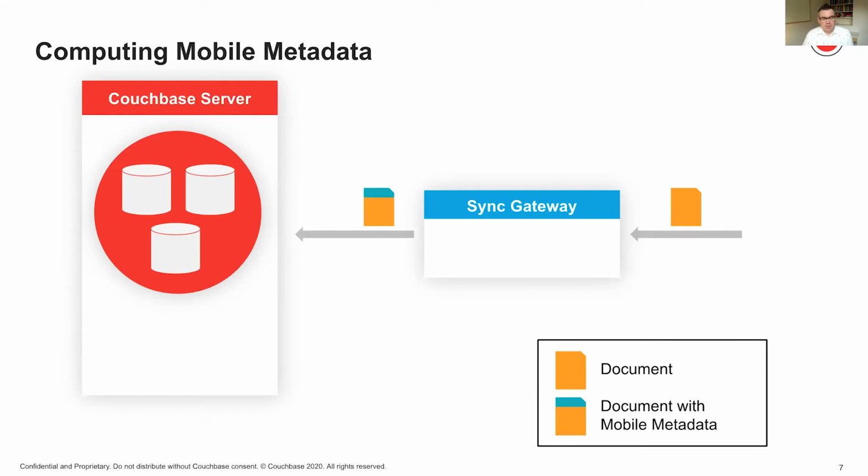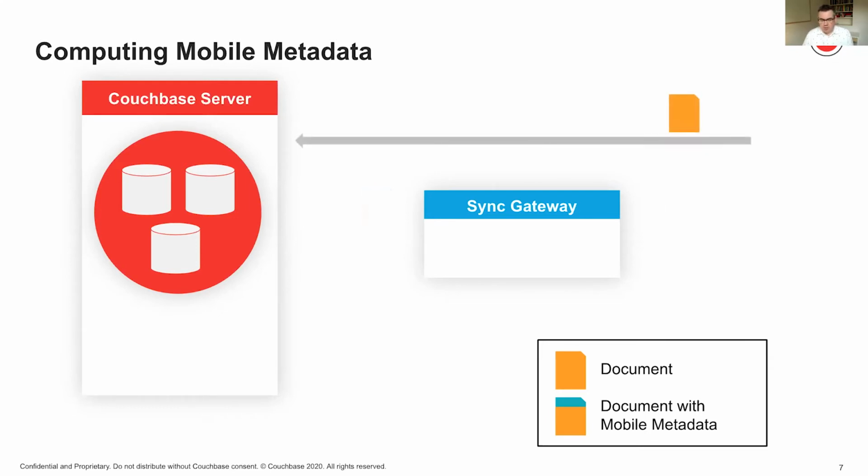However, since Sync Gateway 1.5, we've supported shared bucket access, which lets Sync Gateway work with documents that are written directly to Couchbase Server. So when a document's written to Couchbase Server, Sync Gateway is going to listen to the server's mutation feed and be notified of that document. And at that point, Sync Gateway is going to run the sync function, compute the mobile metadata, and write that document back to the bucket, at which point that document's available to be replicated out to clients. So that process of listening to the server's mutation feed and computing mobile metadata for the document is what we call import.